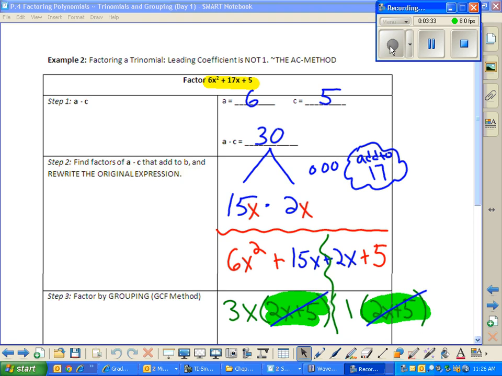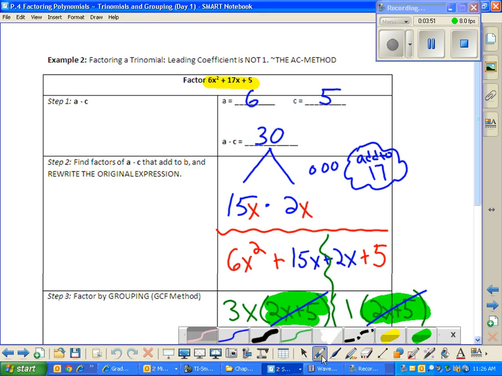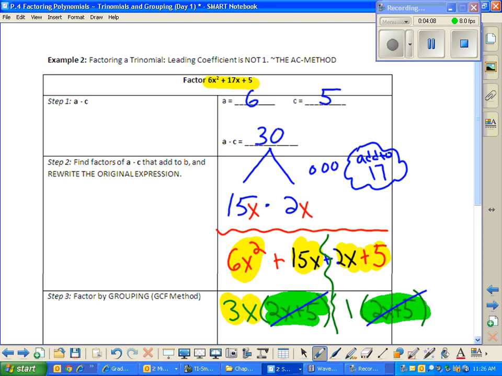Any questions so far? Okay, then you see this green squiggle? That's me grouping. All I did was group my first 2 terms together and my last 2 terms together. In doing so, I can do the GCF method. So I took a GCF out of 6x squared and 15x. They have 3 and x in common. So I pulled out my 3x, and 2x plus 5 is what's left over. And then 2x plus 5 doesn't have any GCF, so I pulled out a 1, because at least they have 1 in common. And then brought down my 2x plus 5.